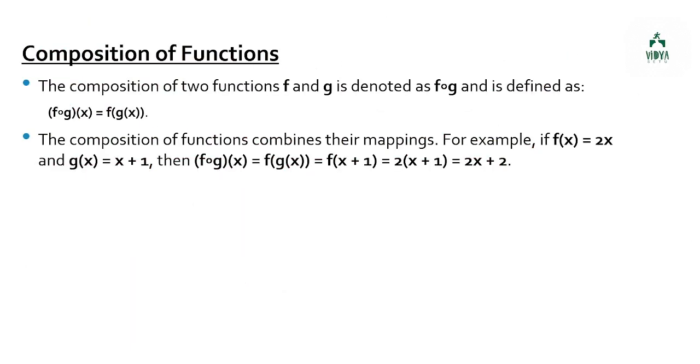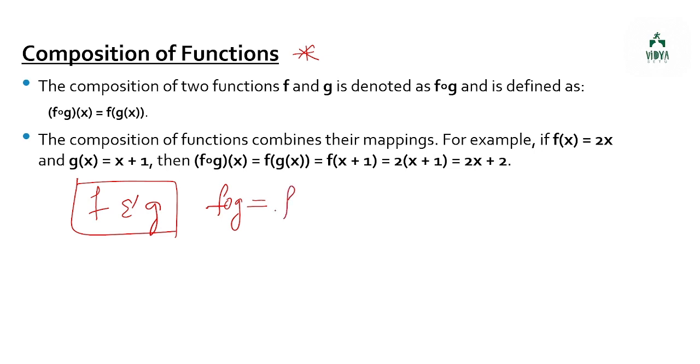Now, composition of functions. This is very simple and very important. What is composition? The basic word composition means mixing of something, making something. The composition of two functions f and g is denoted by f circle g, which is equal to f of g. This is composition.